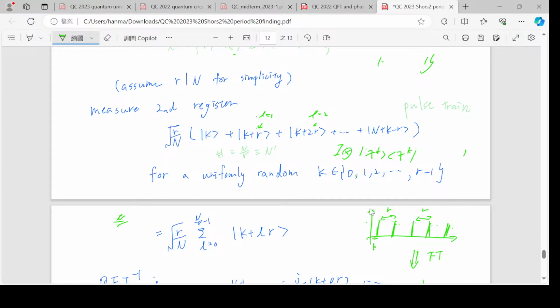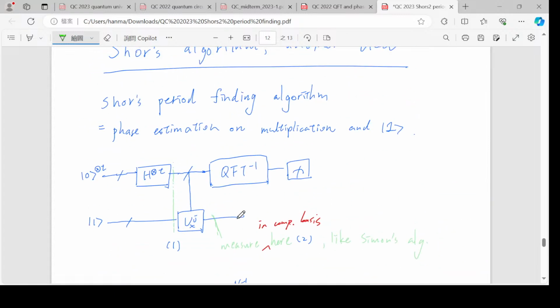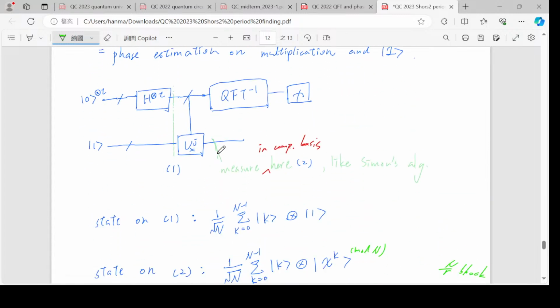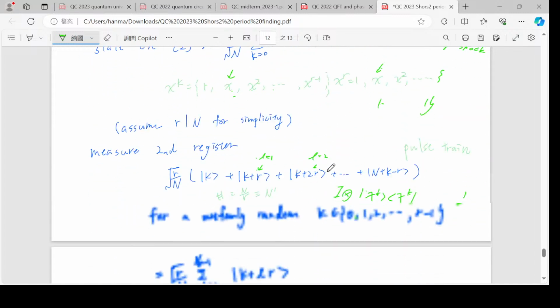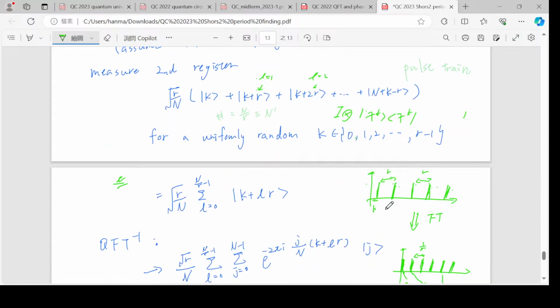But you can also not get that, because remember, up here when we measure, we get a uniform random k. So you measure here, then you measure here, you get some k, and next time you will get a different k. And yeah, if r is large, then you need to try many times to get the same k, to get two different impulses on the same train.